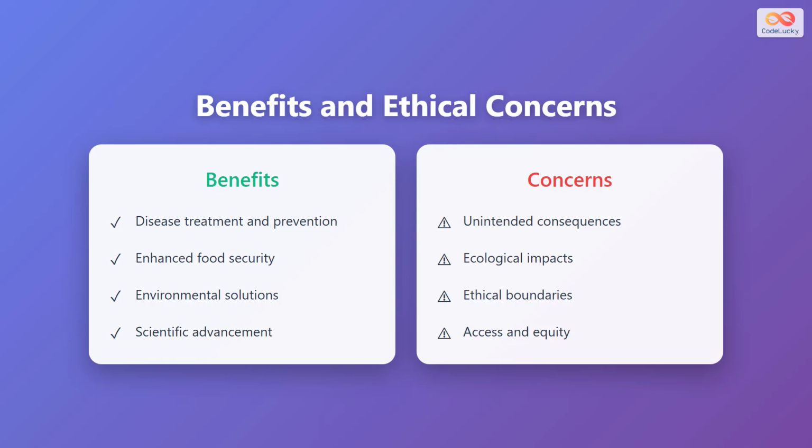Genetic engineering offers tremendous benefits, but also raises important ethical concerns. On the positive side, it enables disease treatment and prevention, enhances food security through improved crops, provides environmental solutions like biodegradable plastics, and advances scientific knowledge. However, we must consider potential unintended consequences of genetic modifications, possible ecological impacts on ecosystems, questions about ethical boundaries in modifying life, and issues of access and equity in who benefits from these technologies. Balancing these benefits and concerns is crucial as we move forward.